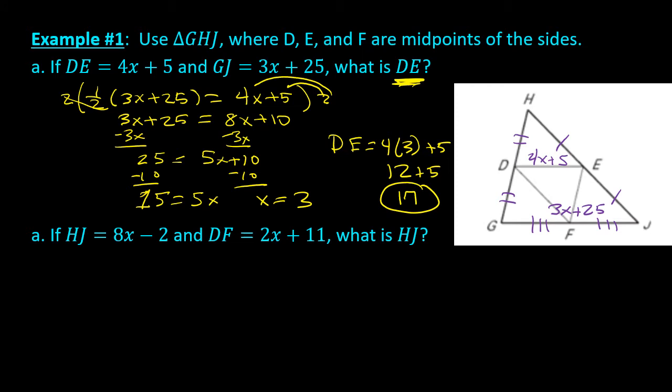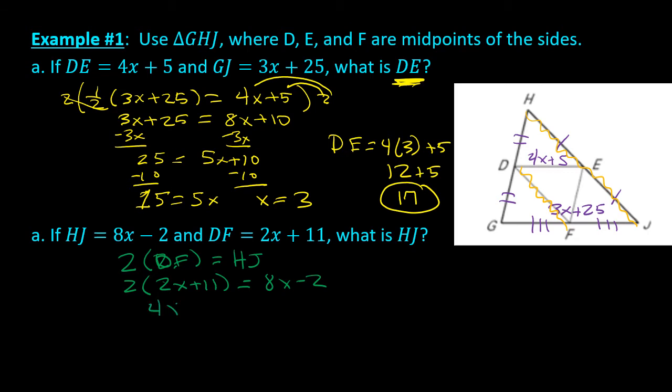Now if I look at HJ, if I come over to my picture, HJ is this segment right here, and DF is this segment right here. I think of this from a different perspective: it's going to take 2 DFs to equal HJ. So 2 midsegments equals the length of the parallel third side. I'm going to take 2 times DF, which is 2x plus 11, and that's going to equal 8x minus 2.